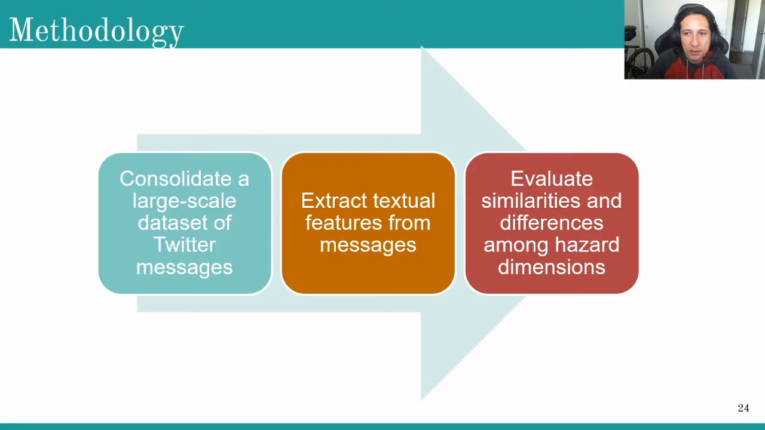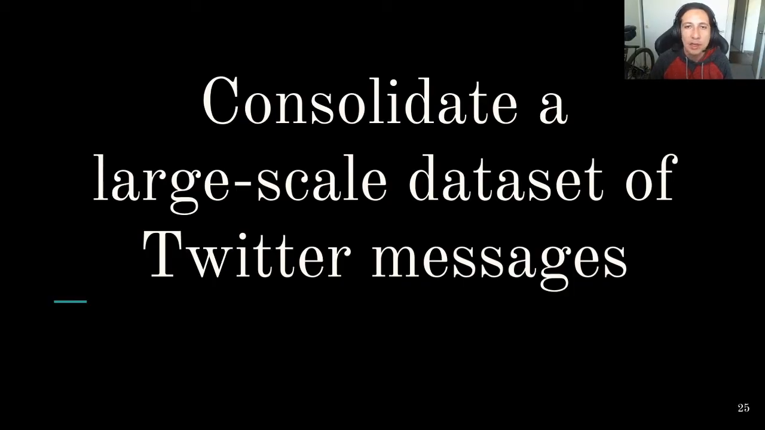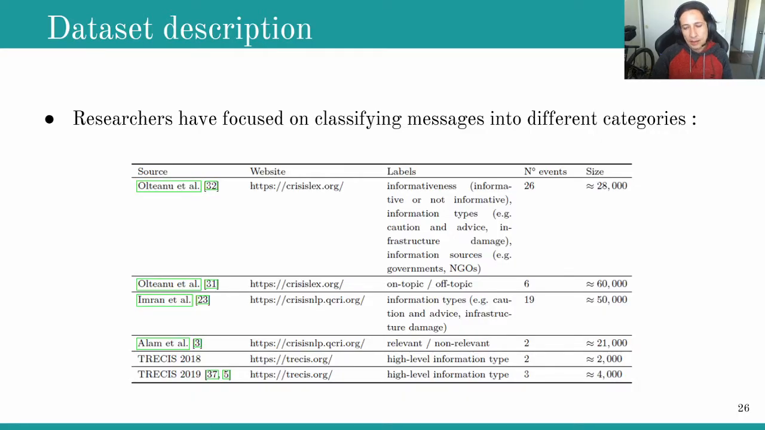So, with respect to our methodology, we first consolidate a large-scale dataset of Twitter messages. After that, using this unified dataset, we extract textual features from messages, and finally, we evaluate similarities and differences among hazard dimensions. In the first step of this methodology, after reviewing the state of the art, we identify several works where they use different datasets for different classification tasks. For example, some of them identify if a tweet is informative or not informative, or includes information about culture and emotional support, some differentiate relevant and non-relevant messages, among other labels.